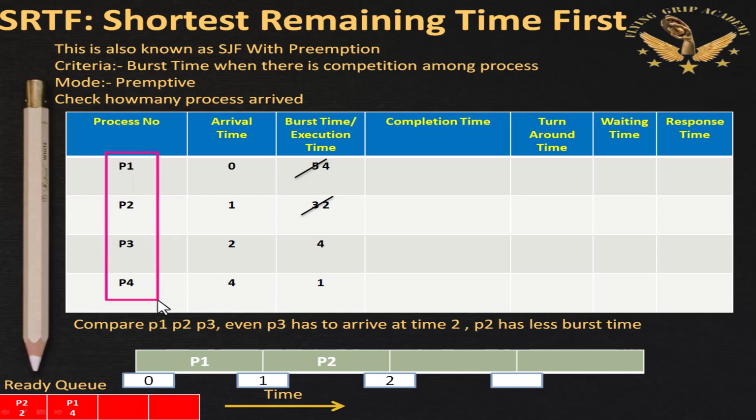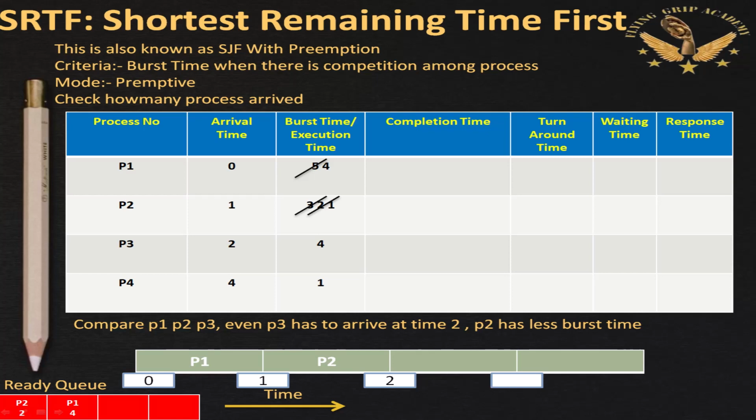Now if you are going to calculate P1, P2, P3, P2 has arrived at time 1. Now for P3 we are going to calculate, but P2 has a lesser burst time. P2 has completed part of its burst time, so it needs one more unit to be executed.